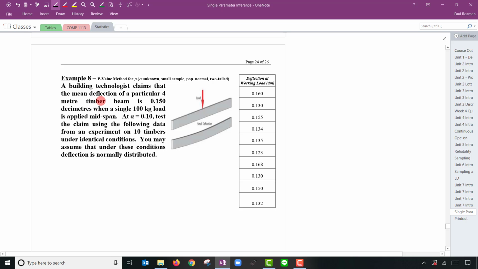Someone must make a claim here. A building technologist is claiming that the deflection of a particular 4-meter timber beam is 0.150 decimeters. Okay, that's their claim. Step 1. The mean is 0.150 decimeters.